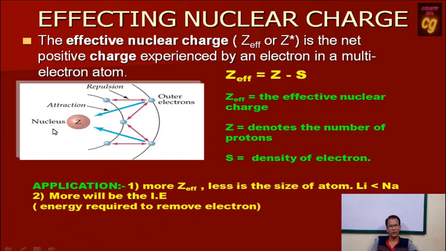You see one figure here. This is the nucleus, this is the outermost electron, and these are the inner electrons in between the nucleus and outermost electron. If the number of electrons is more, then the attraction will be less. If the number of electrons is less, then the attraction will be more. Ultimately, how much net positive charge is experienced by the outermost electron is called effective nuclear charge.